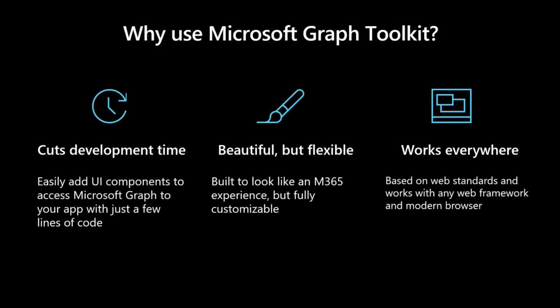Why would you care about the Graph Toolkit? Well, first, it cuts down development time. You can easily add UI components that access Graph with just a few lines of code. It's really simple to bring them in without having to build a full pipeline or a full infrastructure, and you don't have to style any of that. They're out of the box. They're beautiful. They look like Microsoft 365 components, but they're also flexible enough to respect your own brand and bring your own styling guides on top of MGT.